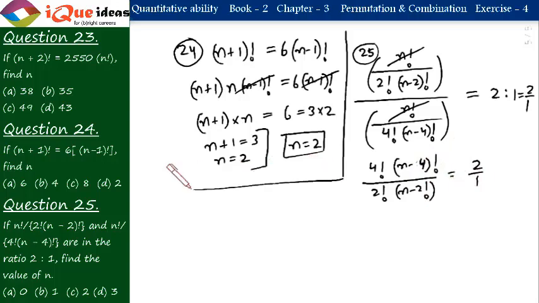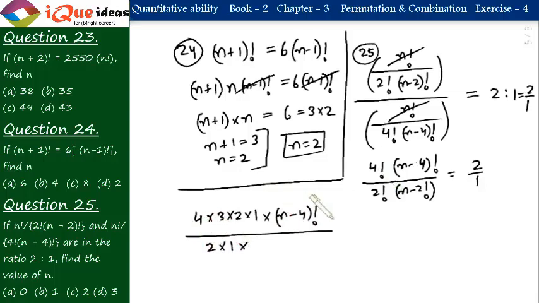Now 4 factorial is 4 into 3 into 2 into 1 into n minus 4 factorial, divided by 2 factorial, which is 2 into 1. Now very carefully open n minus 2 factorial. One second, I've written it wrong. The factorial sign should be outside. Now n minus 2 factorial, if you open it, first number is n minus 2. Then the next number will be 1 less than that, so that is n minus 3. And the next number would be n minus 4 onwards. So that means it will be n minus 4 factorial. Right? Now n minus 4 factorial and n minus 4 factorial will be cancelled.